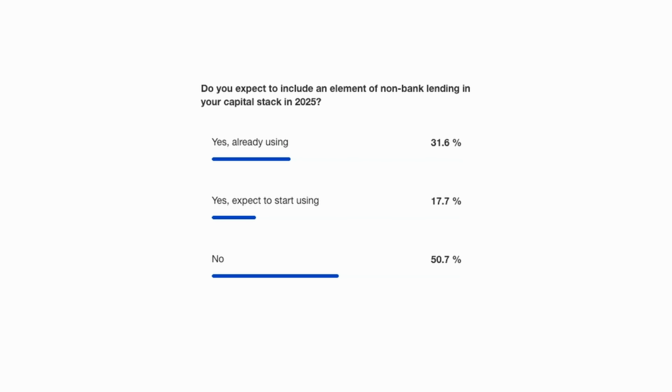So interesting, sort of split right down the middle: 31% say you're already using, 18% say you're expecting to use it, and 50% saying no. That's interesting. Jackie, I think I might have thought that might have been a slightly higher number towards the yes in terms of using private credit. Yeah, I would have expected it.